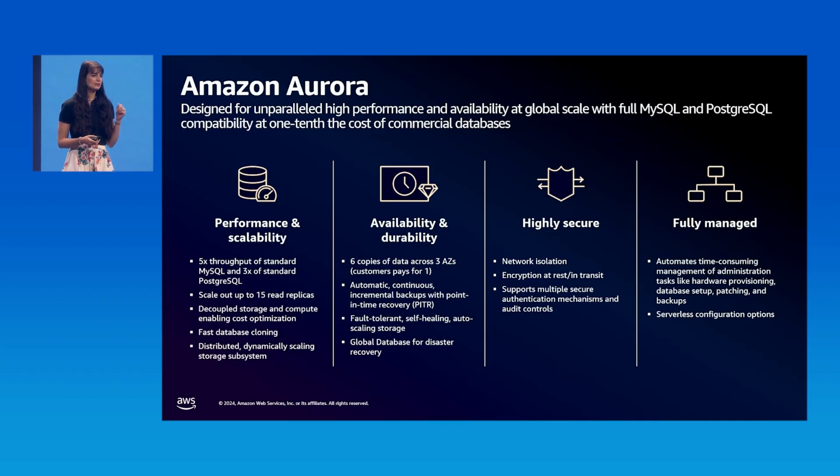When it comes to Postgres or MySQL, Aurora shows 5 times the throughput of standard MySQL and 3 times the throughput of standard Postgres. When it comes to availability and durability, you're only paying for 1 copy of your data, but we store 6 of those across 3 availability zones. As with any other service, security is always our highest priority. With Aurora, we encrypt your data in transit and at rest. And all of this is a fully managed service, so it comes out of the box, and you benefit from all the features that the service team has built over the last years.